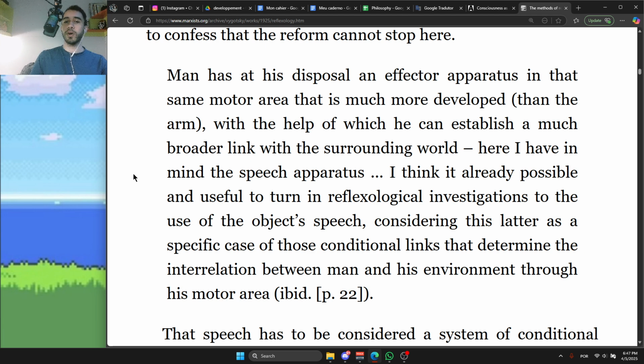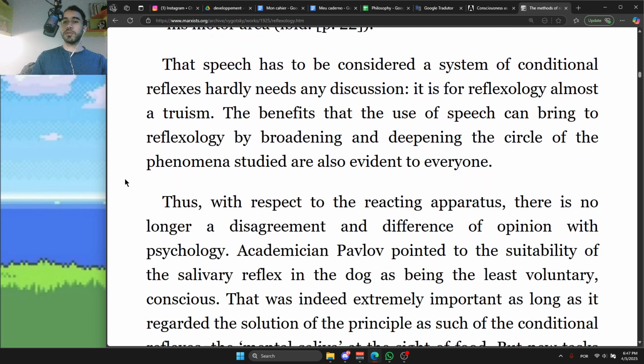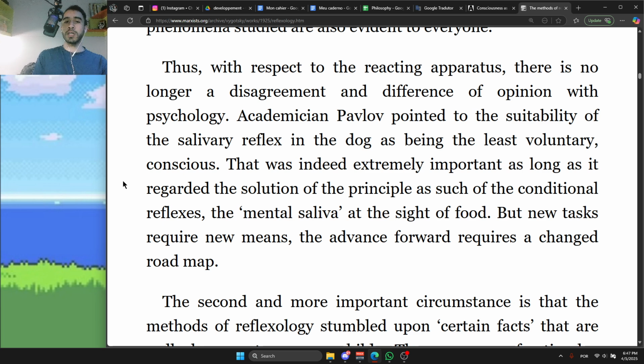I think it already possible and useful to turn in reflexological investigations to the use of the subject's speech, considering this latter as a specific case of those conditional links that determine the interrelation between man and his environment through his motor area. That speech has to be considered a system of conditional reflexes hardly needs any discussion. It is for reflexology almost a truism. The benefits that the use of speech can bring to reflexology by broadening and deepening the circle of the phenomena studied are also evident to everyone. Thus, with respect to the reacting apparatus, there is no longer a disagreement and a difference of opinion with psychology.